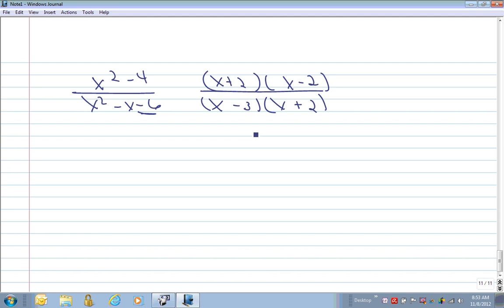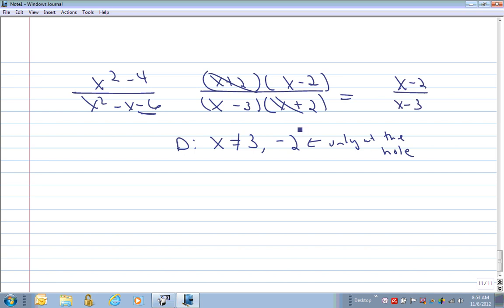That's one thing that you want to notice. I want to talk about your domain. Your domain restriction here would be at 3. X could not be 3 or negative 2. Just making sure of that. But the domain restriction couldn't be at negative 2, only at the hole. So only at the hole, not all of negative 2, because that would actually cancel. So you'd really be dealing with x minus 2 over x minus 3. So be really careful of that.